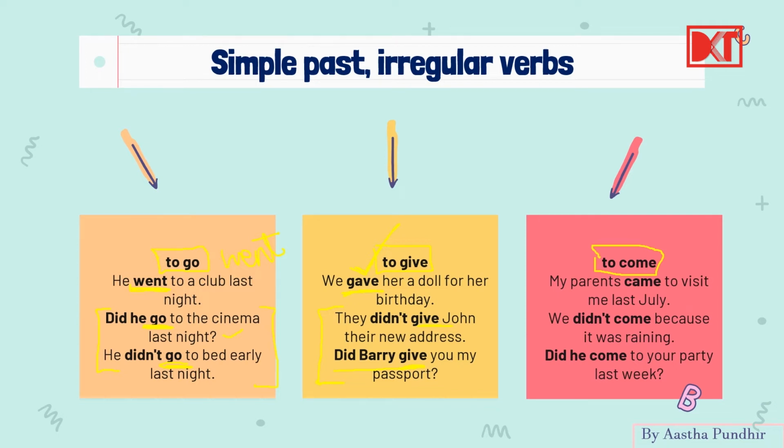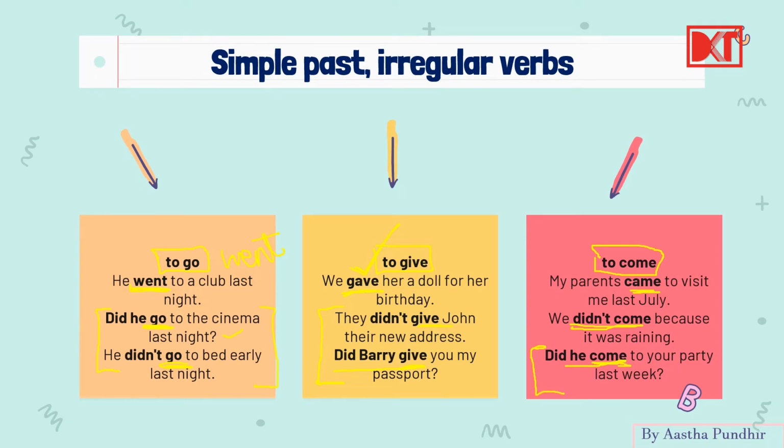Then similarly, for to come, the word to be used in the past tense is came. I came, you came, it came, he came, she came, we came, you came, they came. Alright? But again, we didn't. This is the negative. What will it be in the negative? We didn't come because it was raining. And then for the question, did he come?